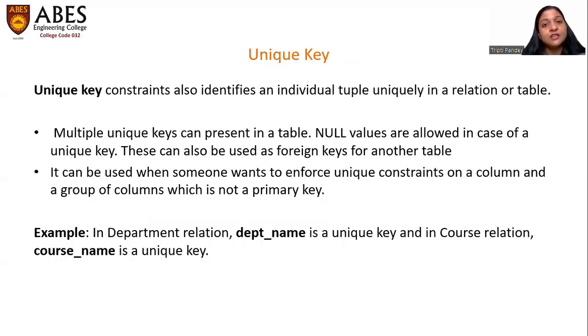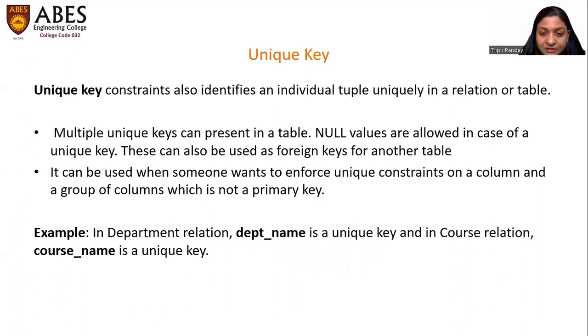Now last is unique key. Unique key constraints also define an individual tuple uniquely in a relation or table. Multiple unique keys can be present in a table, which can have null values. It can be used when someone wants to enforce a unique constraint on a column or a group of columns which is not a primary key. And these can also be used as a foreign key for another table.